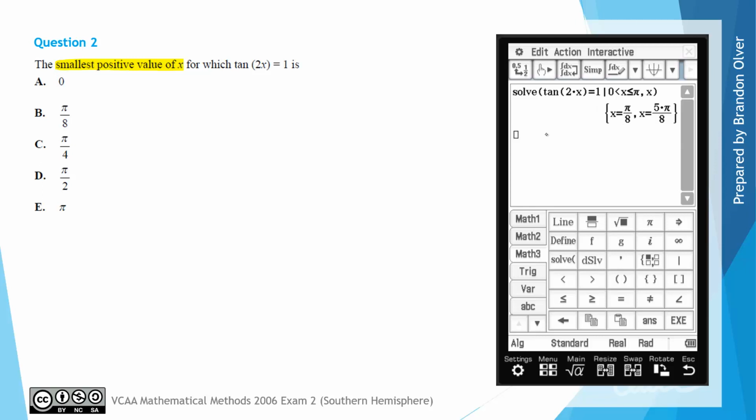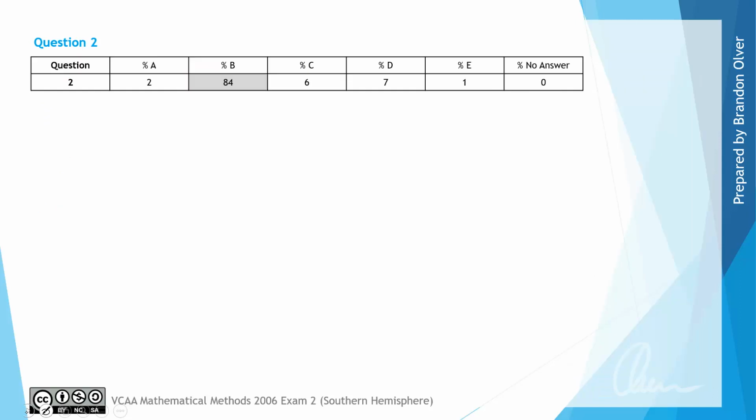So from the calculator screen, we can see that the smallest positive value of x was in fact pi on 8. So that means that B is the correct answer for this question. And from the examiner's report, we can see that 84% of students got that answer correct. So that question was well done for this exam.